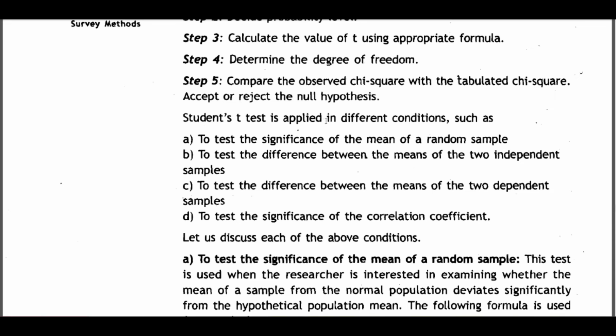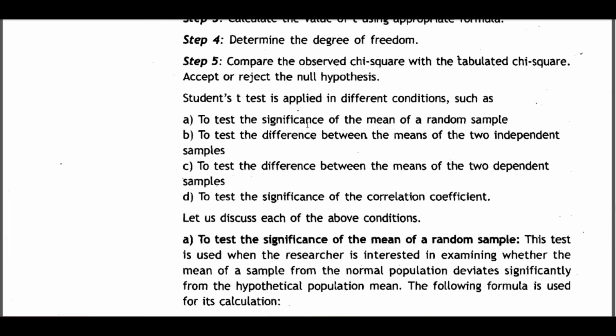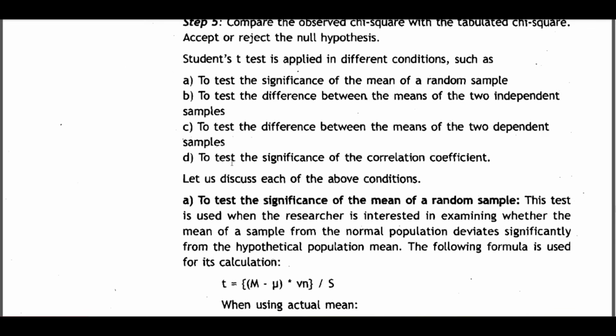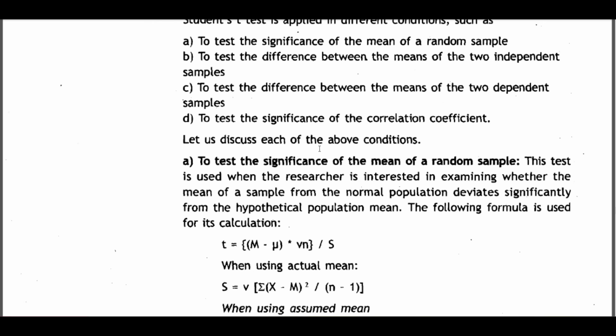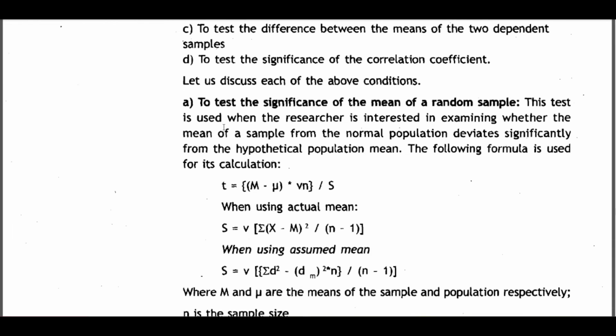Student's t-test is applied in different conditions: first, to test the significance of the mean of a random sample; second, to test the difference between the means of two independent samples; third, to test the difference between the means of two dependent samples; and fourth, to test the significance of a correlation coefficient. Let us discuss each of the above conditions.